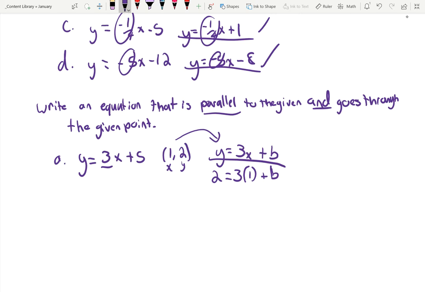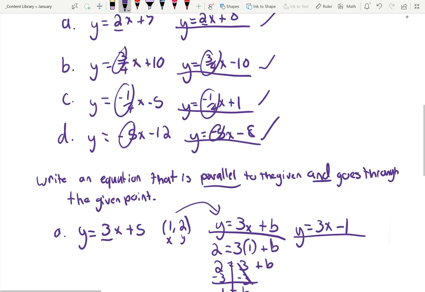So if I solve this, this is 2 equals, 3 times 1 makes 3. So that's 3 plus b. So now I'm solving for b. I'm going to subtract 3 to cancel it out. Do this on both sides. So this is negative 1 equals b. So there you go. The correct y-intercept is negative 1. So that means that my answer will be the equation y equals 3x minus 1.